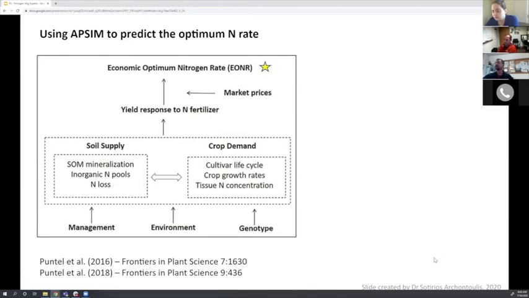And we like to do the simulation analysis here as a means to account for the many factors through a simulation model. In the diagram here, you can see that we have the inputs, which are the management, the environment, and the genotype. All these inputs affect soil and crop processes and the supply and demand, and then generate an emergent outcome, which is the yield response to nitrogen. And from this response curve, we get the optimum. Next, please.